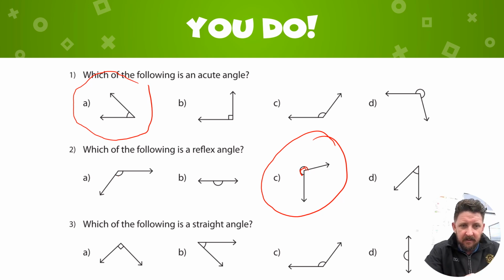On my last one here, number 3, we're looking at a straight angle. And this is the easiest one because it's one straight line. Here is the only one that makes a straight line. They're just trying to trick you up by turning the angle of it.